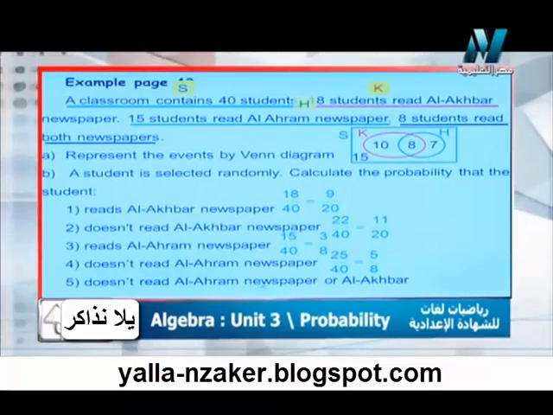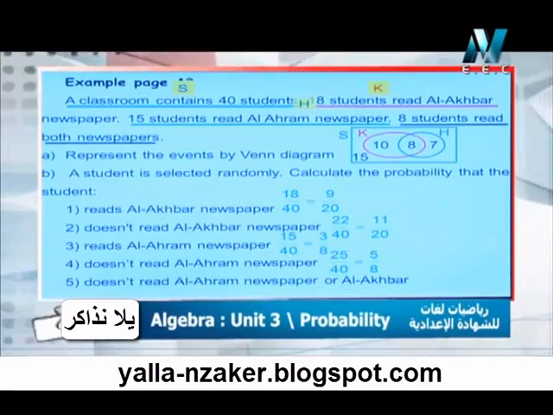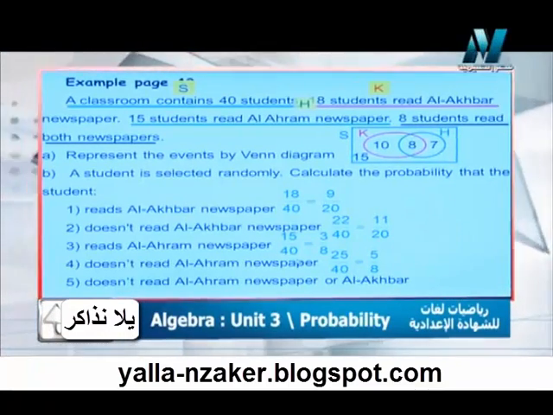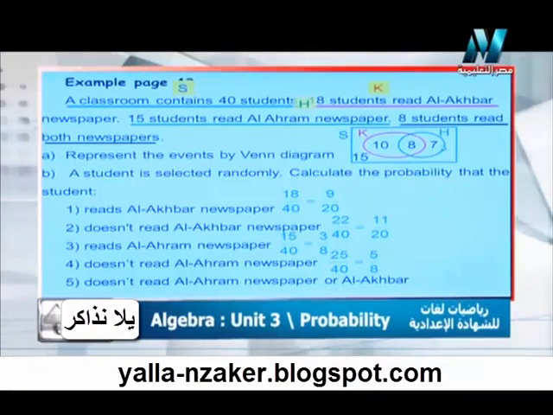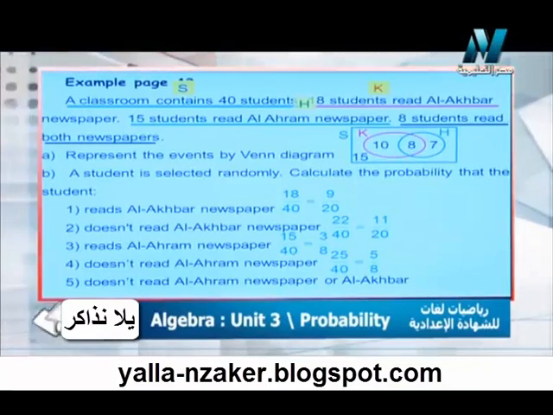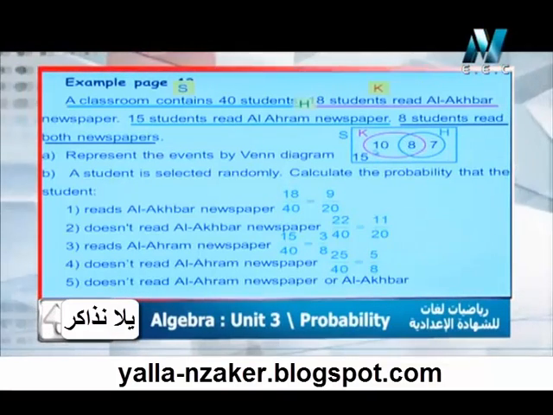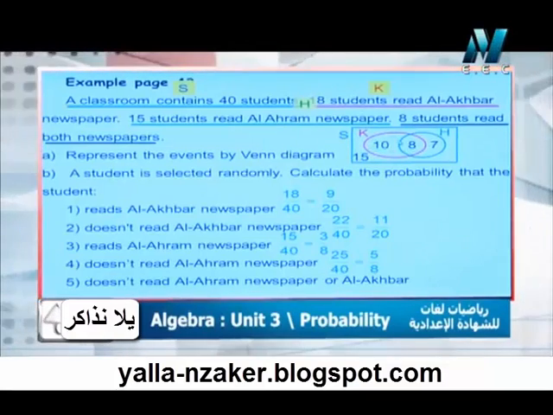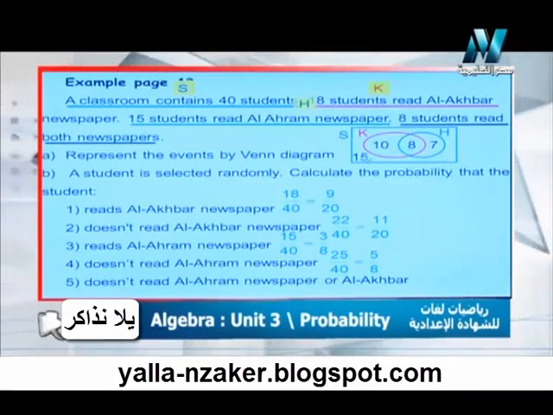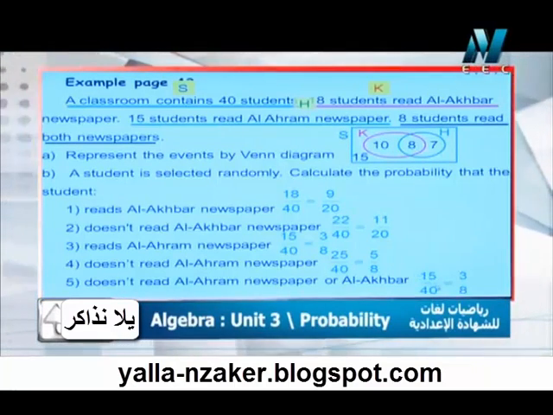Doesn't read الأهرام newspaper or الأخبار. I need the probability for the selected student who doesn't read الأهرام or الأخبار. Let's find how many students don't read الأهرام or الأخبار. We have 15 students only. الأهرام or الأخبار means the union of the two events. In the union of the two events, we have 25 students read الأخبار or الأهرام, so we have 15 students who don't read الأهرام or الأخبار. So the probability is 15 over 40 which is 3 over 8.